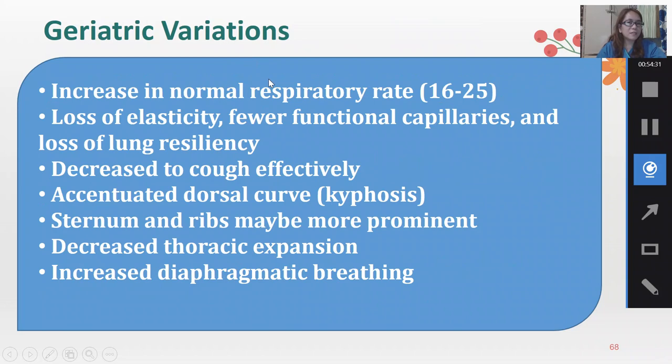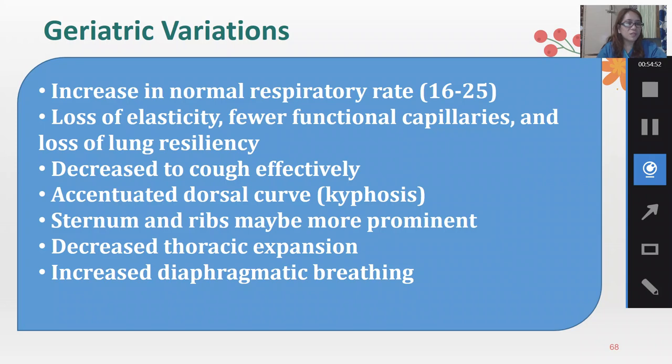So, for geriatrics, ito naman yung mga variations natin. Usually, there is an increase in normal respiratory rate. Usually, 16 to 25 ang kanila. Normal na sa kanila yon. Okay, loss of elasticity. There are fewer functional capillaries and loss of lung resiliency.